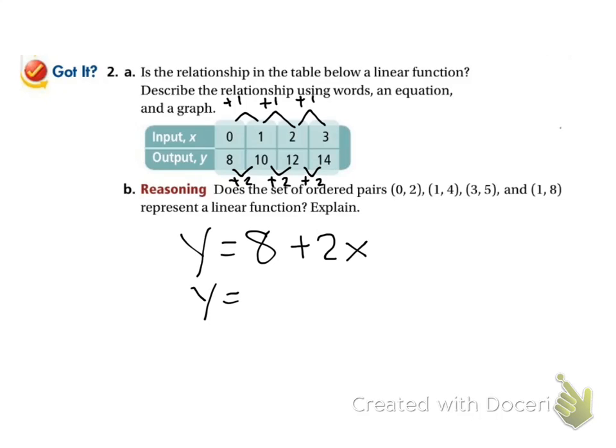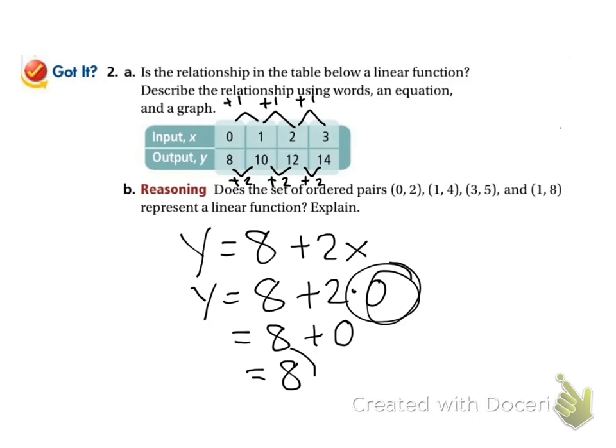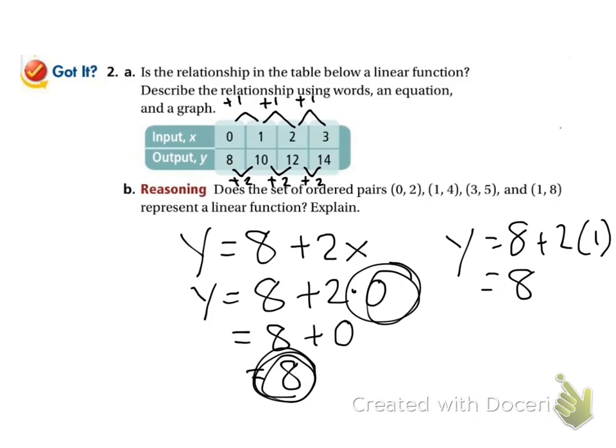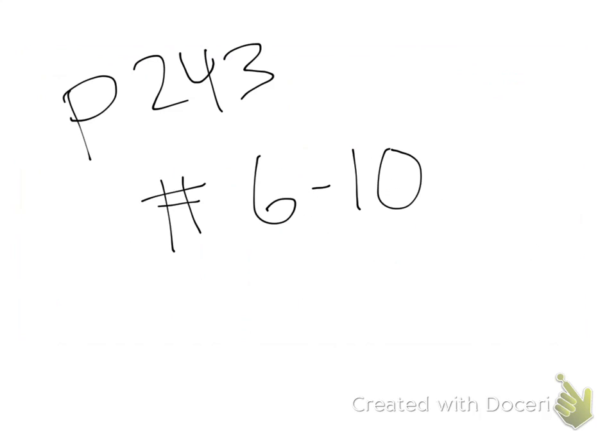And I can double check to make sure this works. y is equal to 8 plus 2 times 0. Well, that's 8 plus 0, and that's just 8. And that works, right? When I plug in 0 for x, I get out 8 for y. Let's try it with one other number. y equals 8 plus 2 times 1. That's 8 plus 2, which is 10. When I plug in 1, my answer is 10. That's correct. That's right there. And there's your homework.